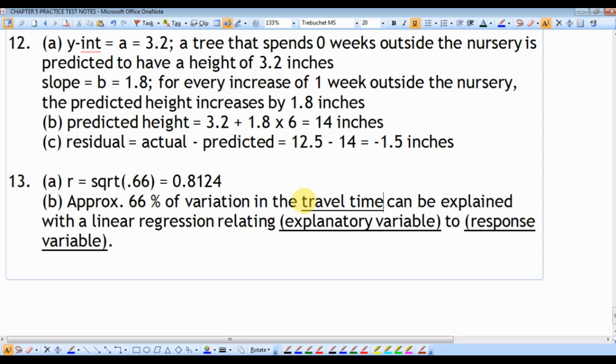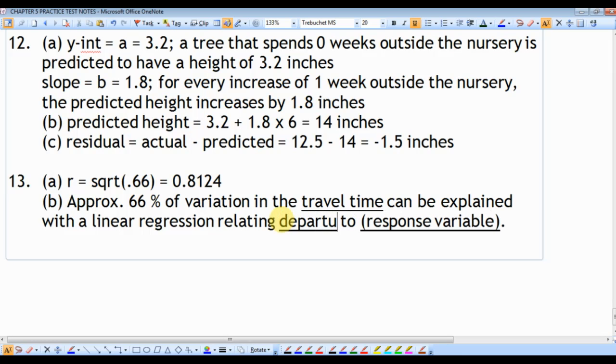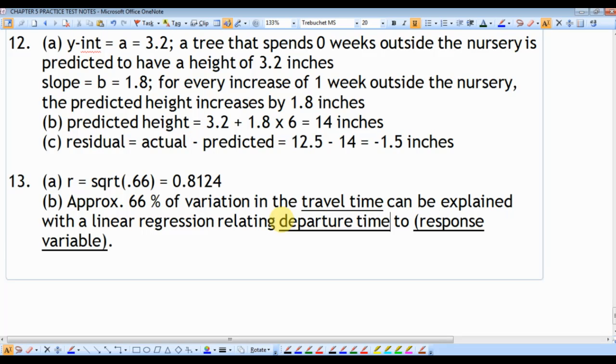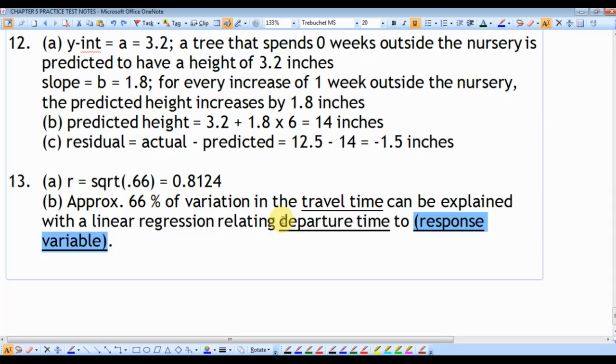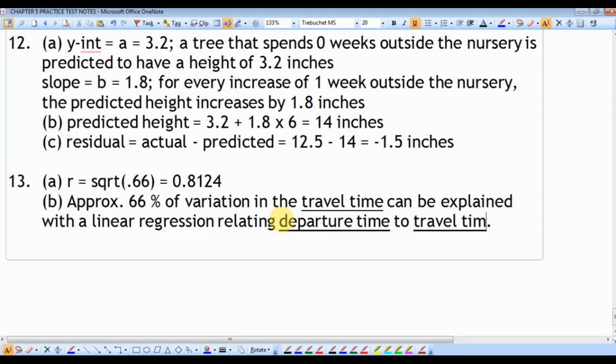How do we know that that's a response? Because it depends. Okay. Departure time to travel time. Instead of writing linear regression, never mind. LinReg, LSRL. Either of those will work.